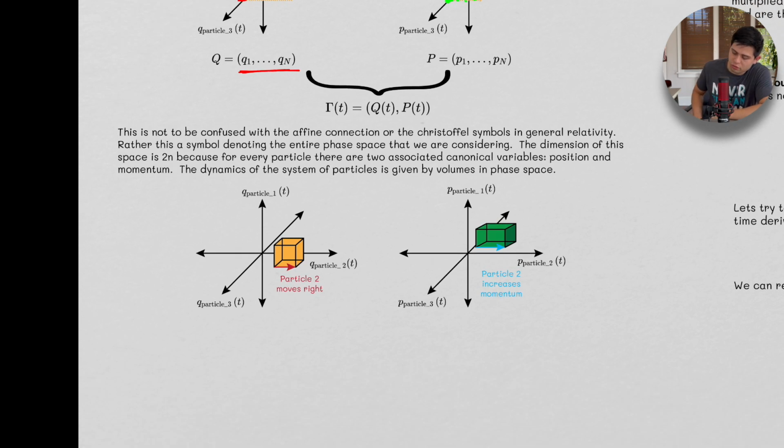This is not to be confused with the affine connection or the Christoffel symbols, even though we're using the same symbol, because it represents something completely different in general relativity. Rather, this is a symbol that denotes the entire phase space that we're considering. The dimension of this space is 2n, because for every particle there are two associated canonical variables, position and momentum.